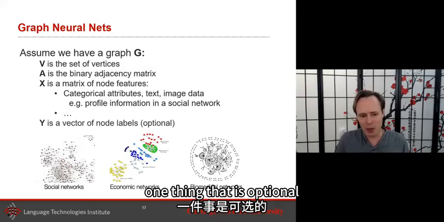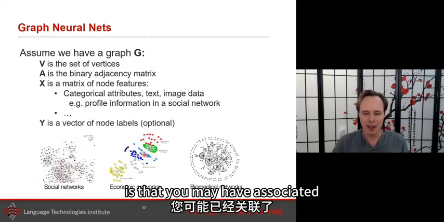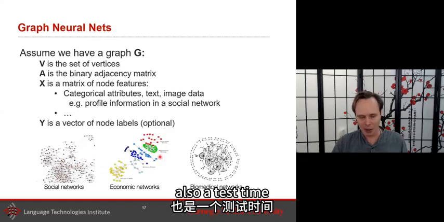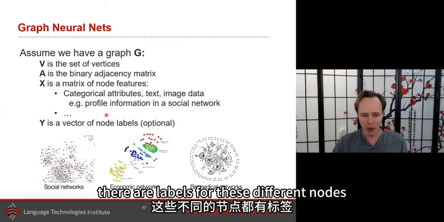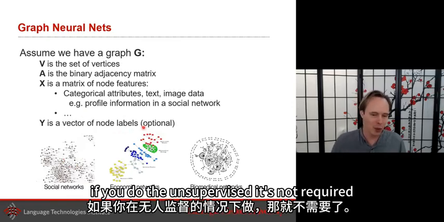One thing that is optional, and mostly in the case of the supervised setting, is that you may have labels associated with the nodes, either just during training or maybe also at test time. As I mentioned, this is optional. If you do the unsupervised setting, it's not required.